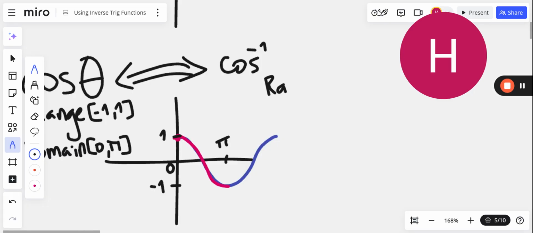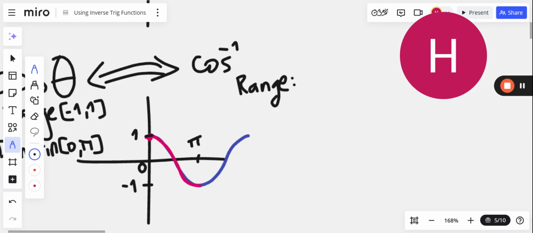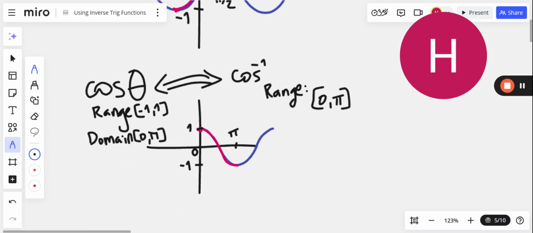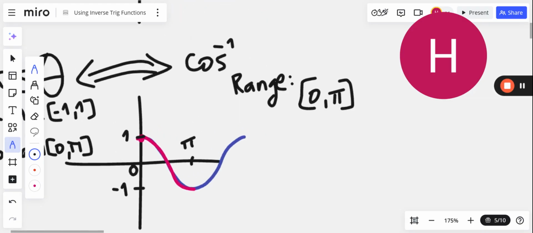And so now the range, or the output of cosine inverse, is just going to give you from 0 to pi. And now this is very important to consider if you're using cosine inverse, for example, when you're plugging this into a calculator. You're only going to get angles between 0 and pi. You're not going to get anything greater than pi. You're not going to get 3pi/2.